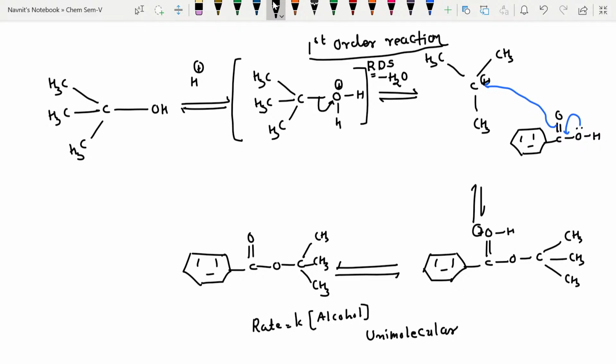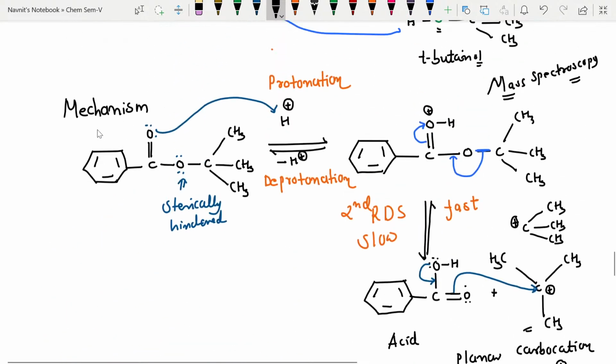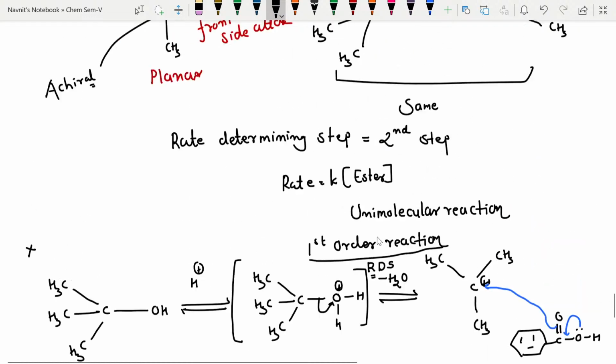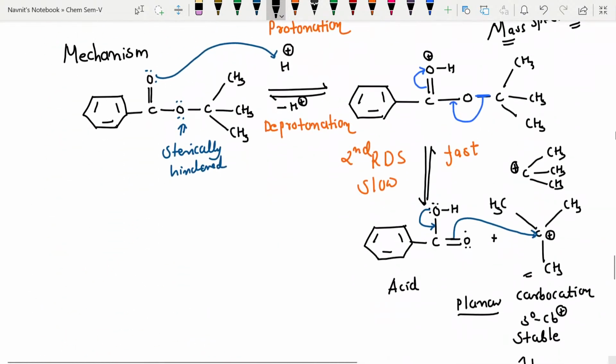We will continue AAL1 in the next lecture. If you have any doubt, you can ask me. This mechanism is not in your syllabus, just for your information, just for your knowledge. In your syllabus, it is the ester hydrolysis through AAL1, not esterification. Esterification is not in your syllabus. In your syllabus, only the ester hydrolysis. Is there any doubt in this mechanism, any step you cannot understand?